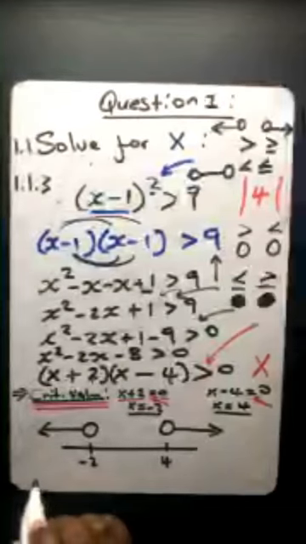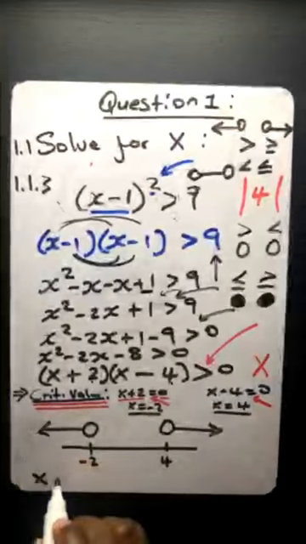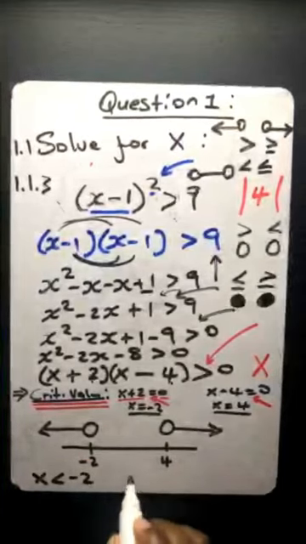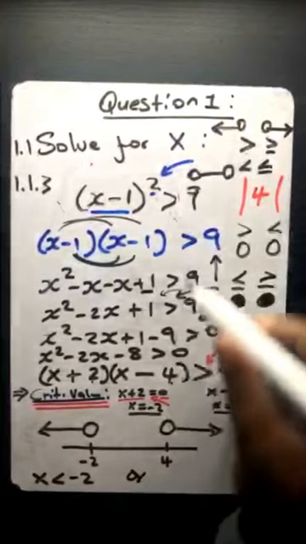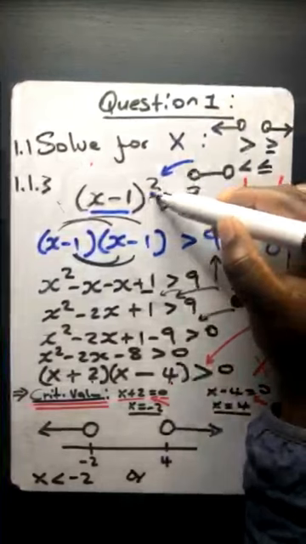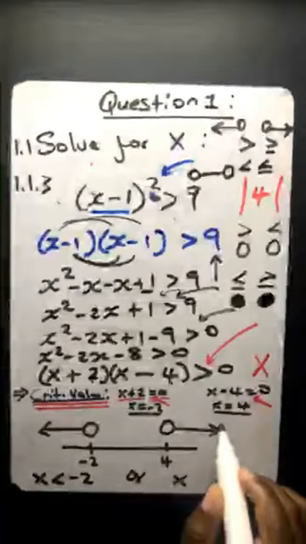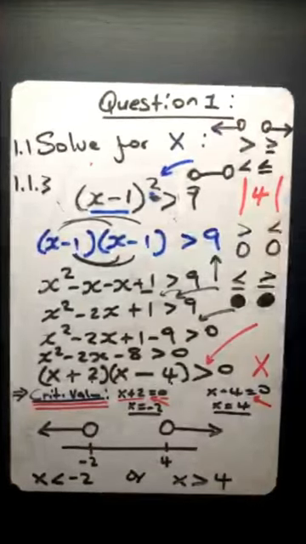And if you remember, this is where I said you just say X, you write that arrow as it is, and also the critical value there. Why? It's because it's a quadratic inequality, meaning it has two possible answers. The other answer, you just have X, the arrow as it is, being greater than, and then you write that critical value there.